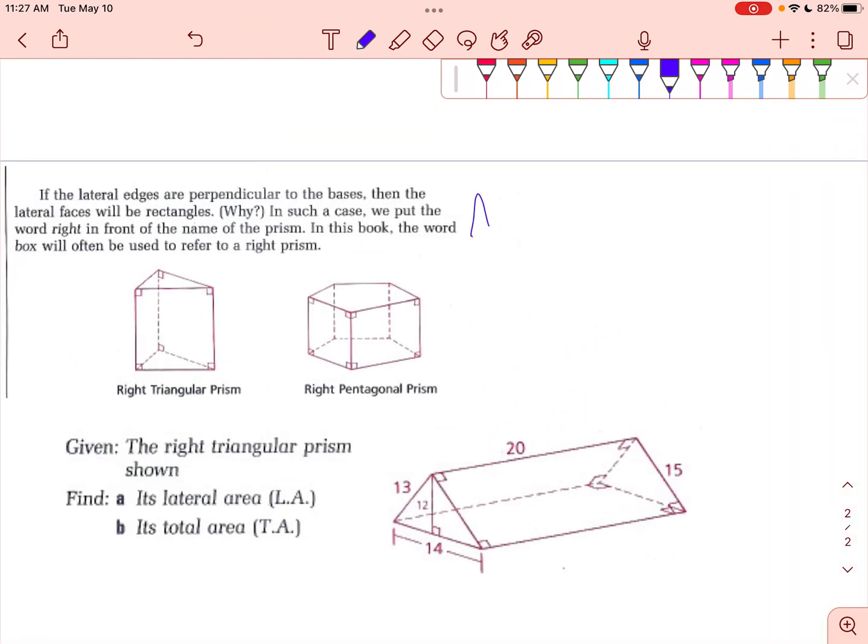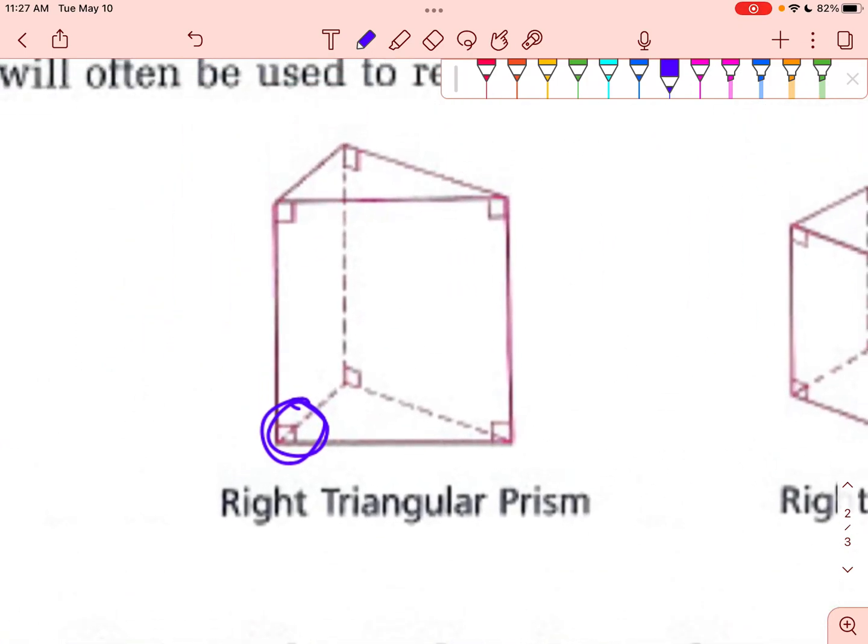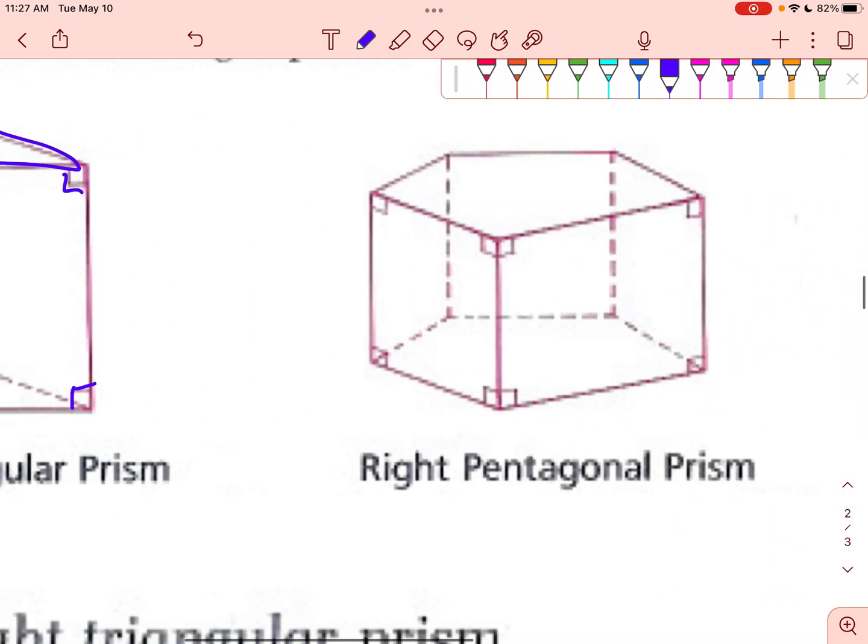And then just a side note, wanting to make sure you guys knew this. If the lateral edges are perpendicular to the base, so you can see that this is forming perpendicular, then these are obviously going to be rectangles. Those lateral faces will be rectangles. But that does not mean that it is a right triangle. So that's the tricky part. This is called a right triangular prism. It does not mean that this triangle has a right angle. It means that the lateral edges are perpendicular to that triangle.